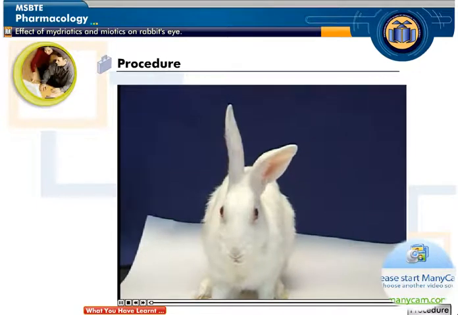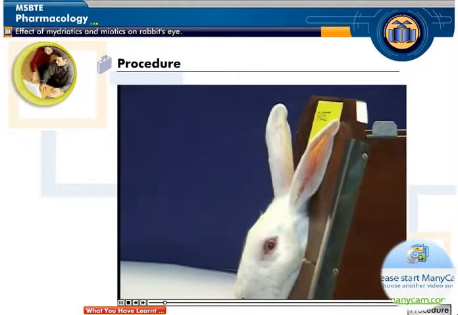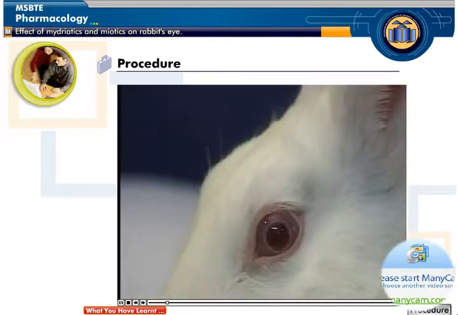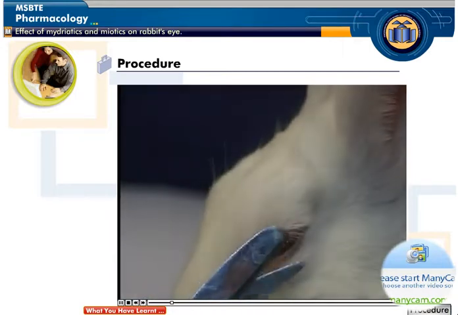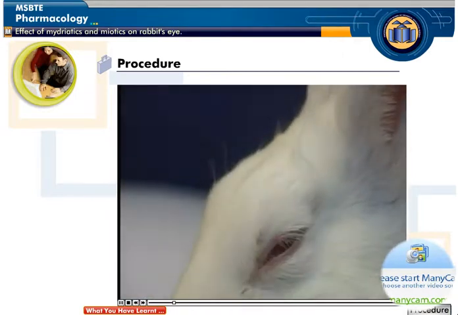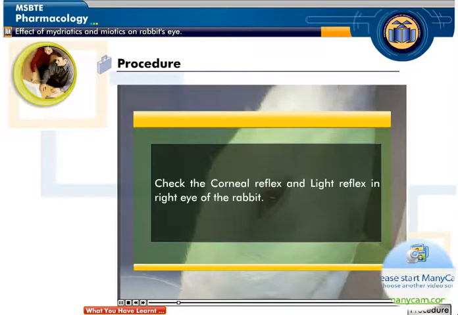To study the effect of a mydriatic and a miotic on a rabbit's eye, select an adult and healthy rabbit of either sex. Place it in a rabbit holder properly. Cut the eyelashes and whiskers around the eye of the rabbit with sharp scissors. Check the corneal reflex and light reflex in the right eye of the rabbit.